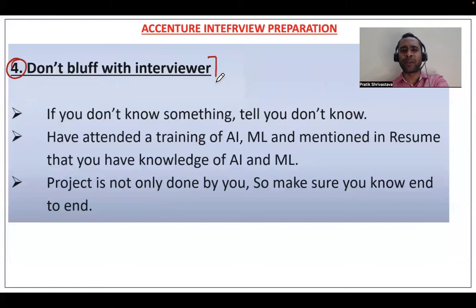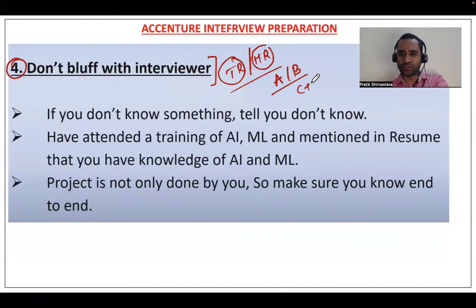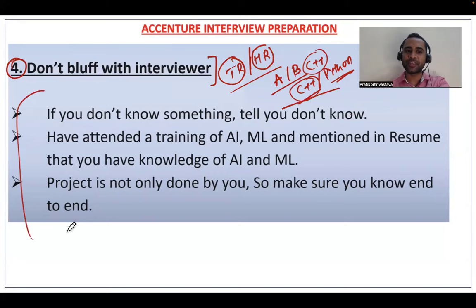Then, friends, don't bluff with the interviewer. You know who the interviewer is? The interviewer who is conducting the interview for you is either a technical guy or an HR guy. That means they are experts in their domain, right? Now, if you are trying to bluff with them, see, if you know A and he knows B, if you know C++ and he knows Python, then you can bluff. But if you know C++ and I also know C++, that means we are going to have a tough competition, right? So you can't bluff with the interviewer because he will be good in their particular domain.